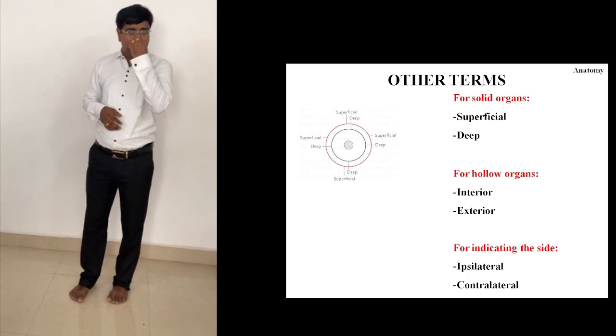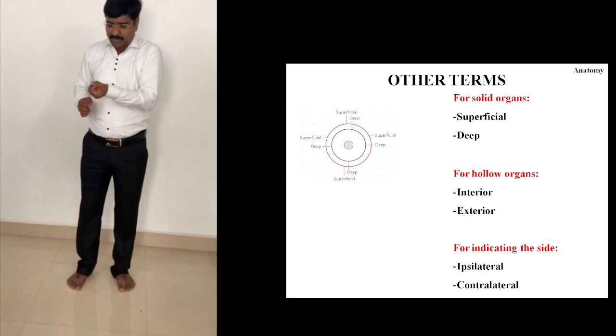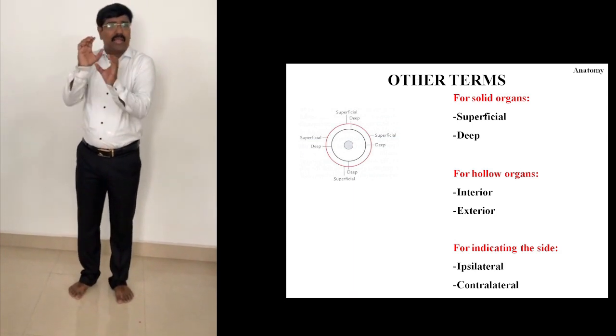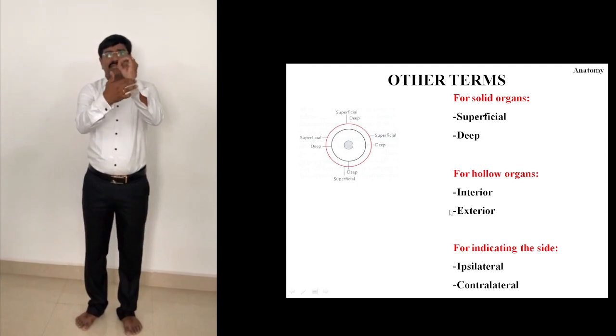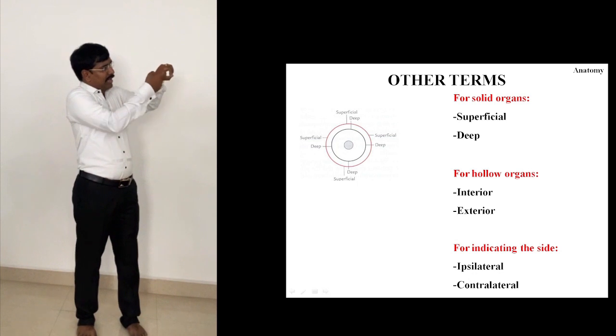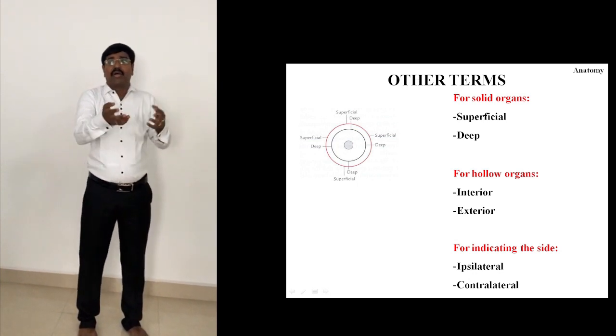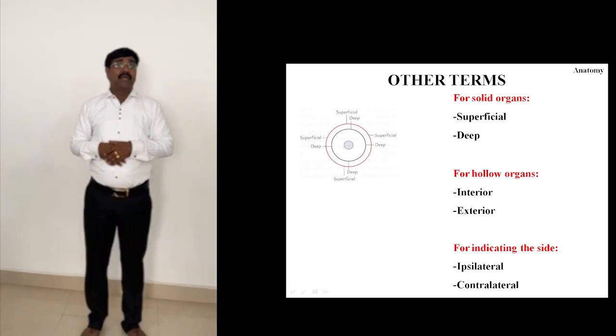For example, you take a blood vessel. A blood vessel is rounded, like a tunnel, or like any water tube you might take. The outermost covering is called what? We call it the external part, and the inner lining is called what? The internal part. Some books write this as exterior and interior.